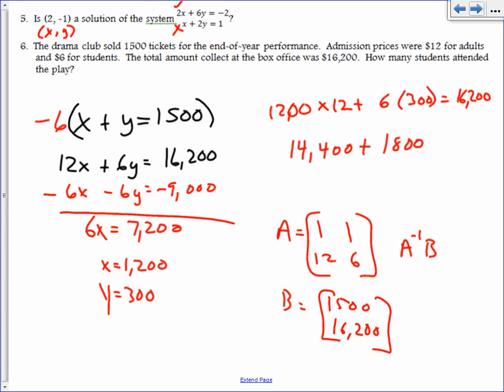So I got a way to count these things in their quantity, which is x plus y equals 1500, and their quality, which is 12x plus 6y equals 16,200. So I got a quantity statement and a quality statement, and I multiplied the top one by 6, so they cancel out. And it's 6x equals 7,200, so x is 1,200.